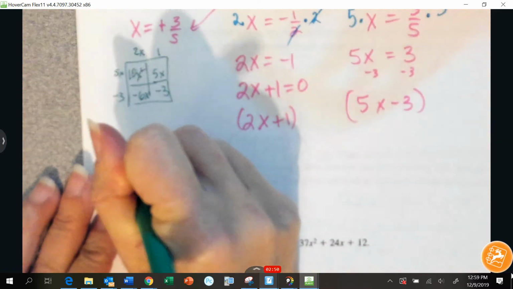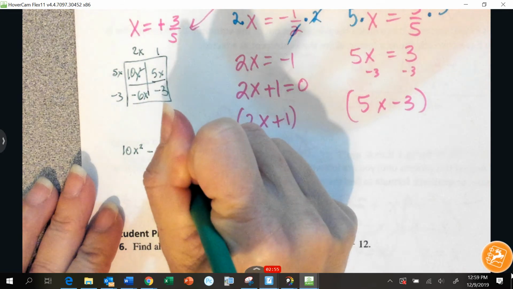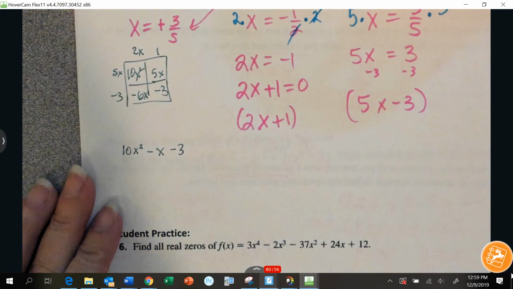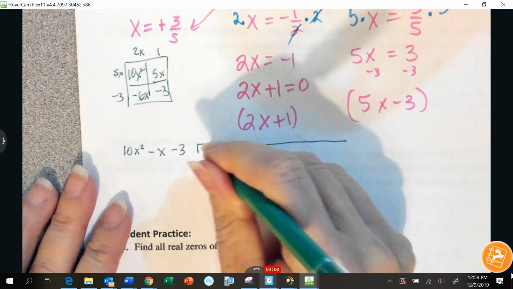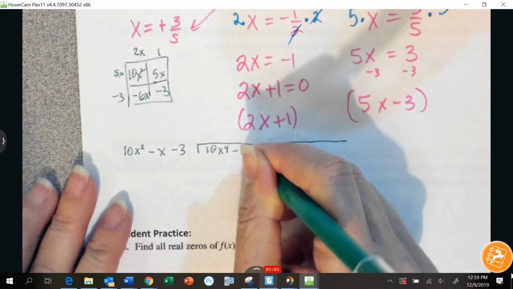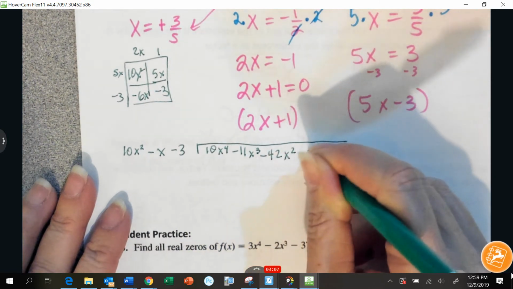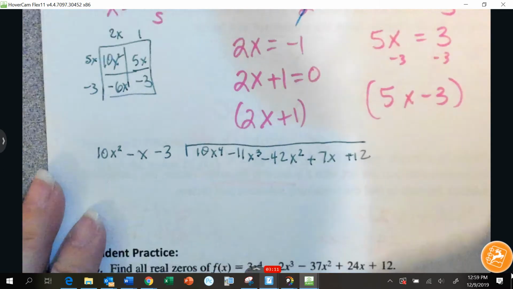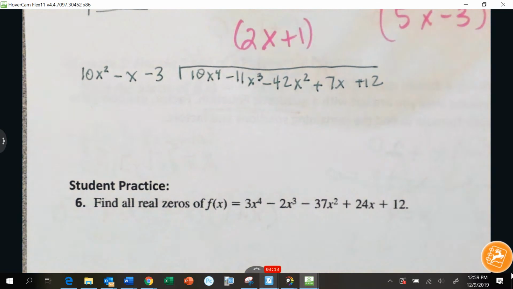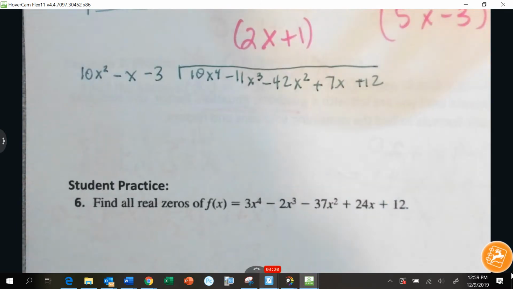So I get 10x squared minus x minus 3. So I'm going to divide that out of 10x to the 4th minus 11x cubed minus 42x squared plus 7x plus 12. We're going to use long division, so we review long division. How many times does 10x squared go into 10x to the 4th?